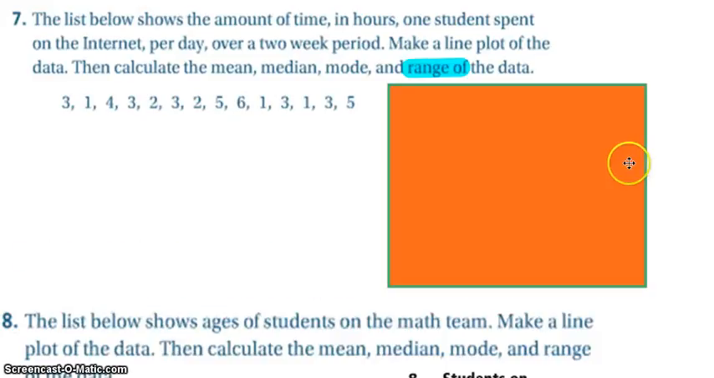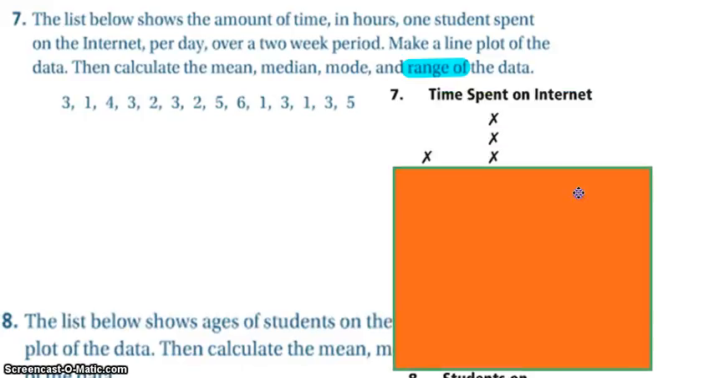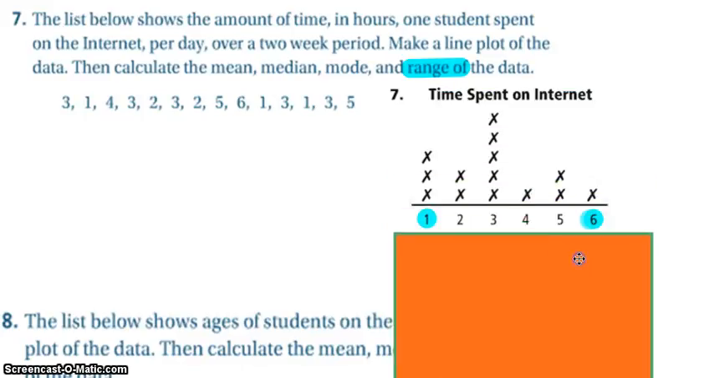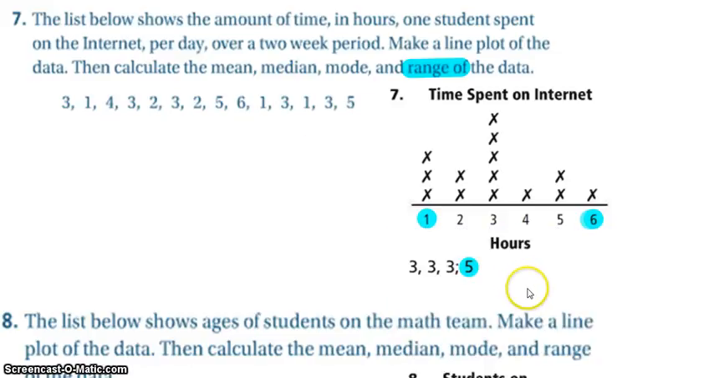So number 7 is actually a little bit unique. Once we put all the data into a line plot, we see it kind of looks like this, which shows that our central dispersion is primarily on the 3 hours spent on the internet. And when I find the mean, median, and mode, all of those values actually are 3, and the only thing that is not is the range, which is 5.